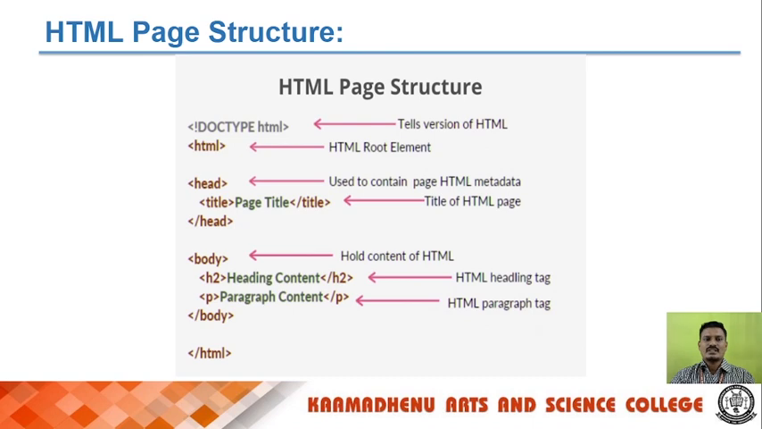Next, we are going to see about the sample page structure of HTML. The document type represents the version of the HTML. The html element is the root element, extending to the end of the program. Then head contains the page's metadata. The title contains the title of the HTML page. And the body contains the content of the HTML. It also has a paragraph tag.